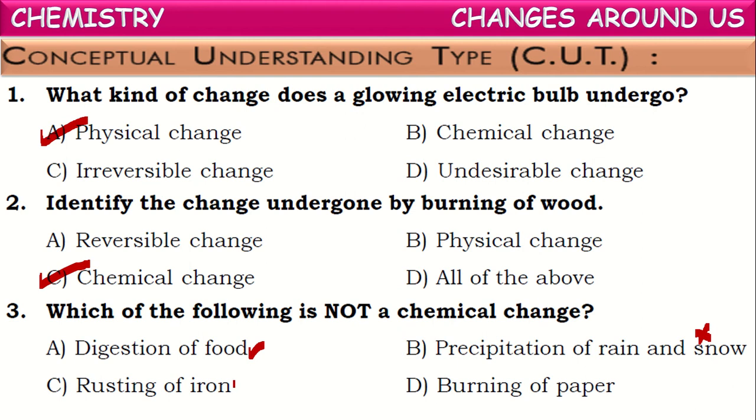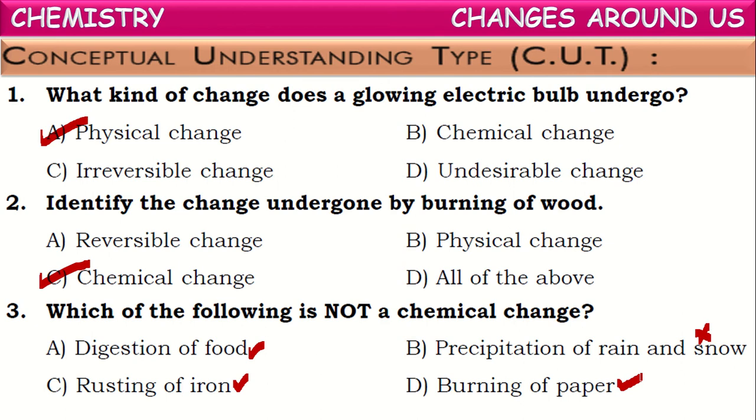Whereas if you see rusting of iron, in the rusting of iron, iron combines with oxygen in the presence of moisture and converts into iron oxide. Means a new substance is formed. Now we can say rusting of iron is a chemical change as there is formation of a new substance. Next one, burning of paper. When you burn a paper, it remains ash. We cannot get the paper back from the ash again, isn't it? So it is a chemical change because a new substance, ash, is formed from paper by burning.